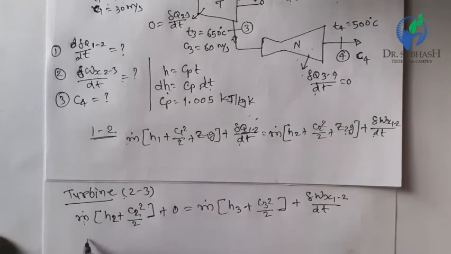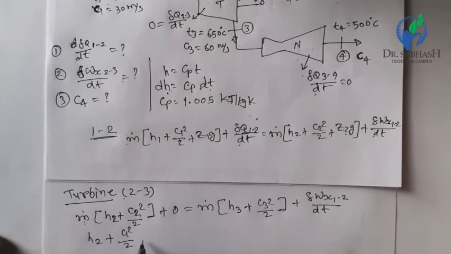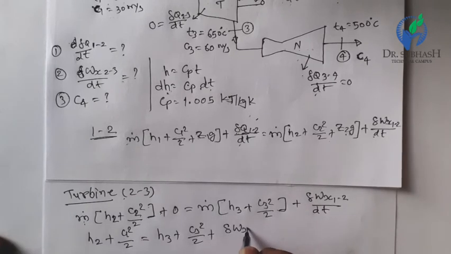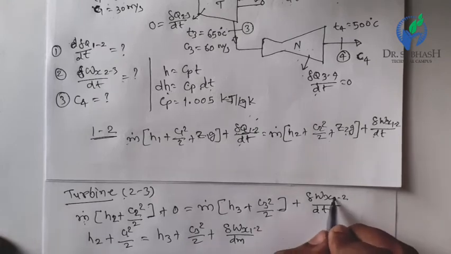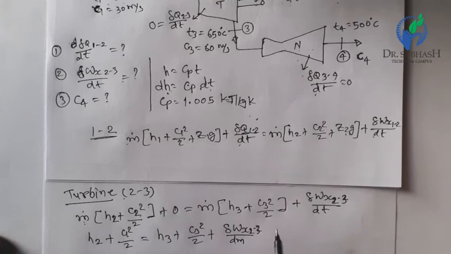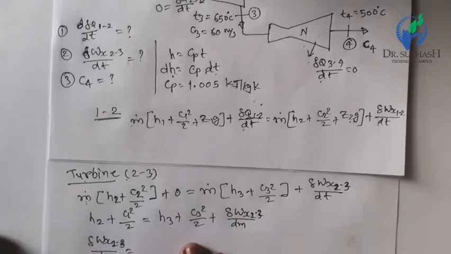Now put the value of the data given, but here h1 and h2 for the calculation. Let's suppose the remaining term we will accumulate on one side and make capital del Wx, sorry, here it is 2 to 3, because we are dealing here with the turbine 2 to 3 process. Del Wx 2 to 3 divided by dm equals h2 minus h3 plus c2 square by 2 minus c3 square by 2, multiplied by 10 raised to minus 3.